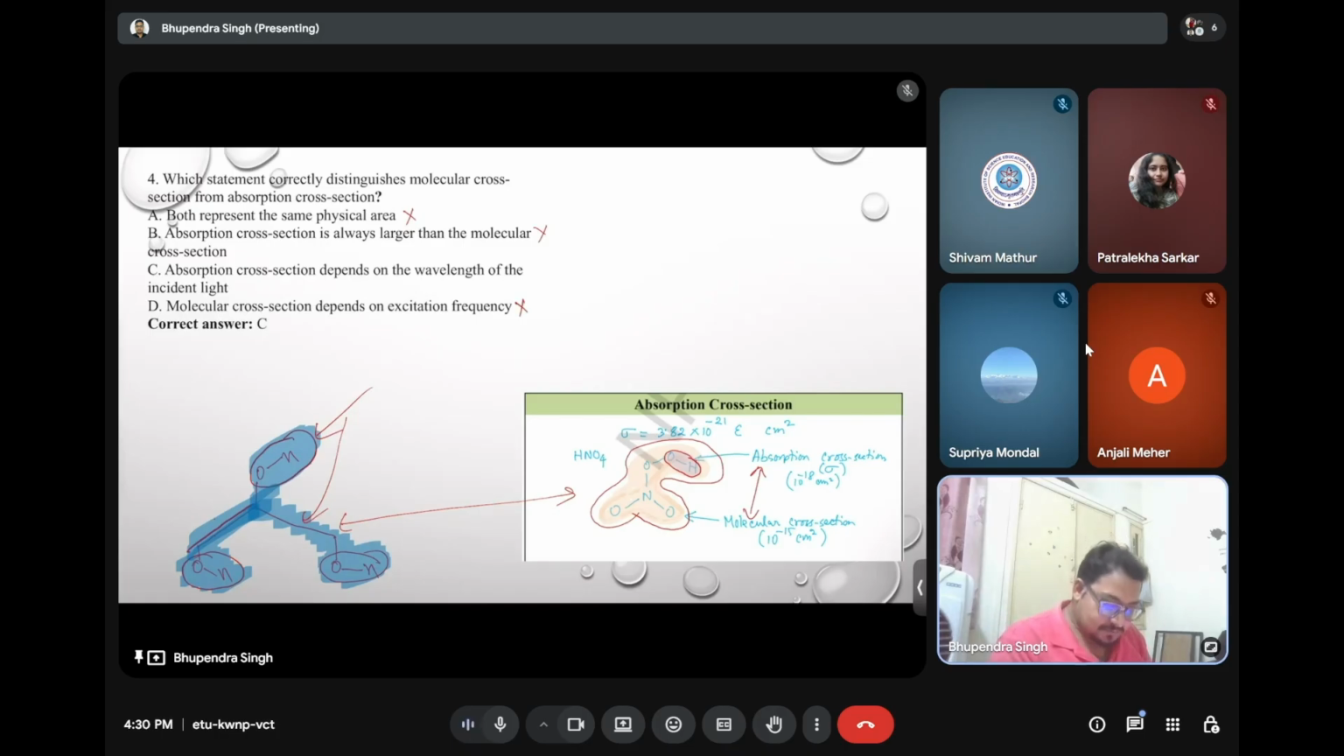What about C? Absorption cross section depends on the wavelength of the incident light. Yes. Whatever you were saying, the molecule can have other atoms and other bonds, they can also absorb. So obviously the wavelength of the incident light matters, because which light you are giving, or which bond you are exciting, depends on the wavelength of the light. So that will be the absorption cross section area for that particular wavelength.